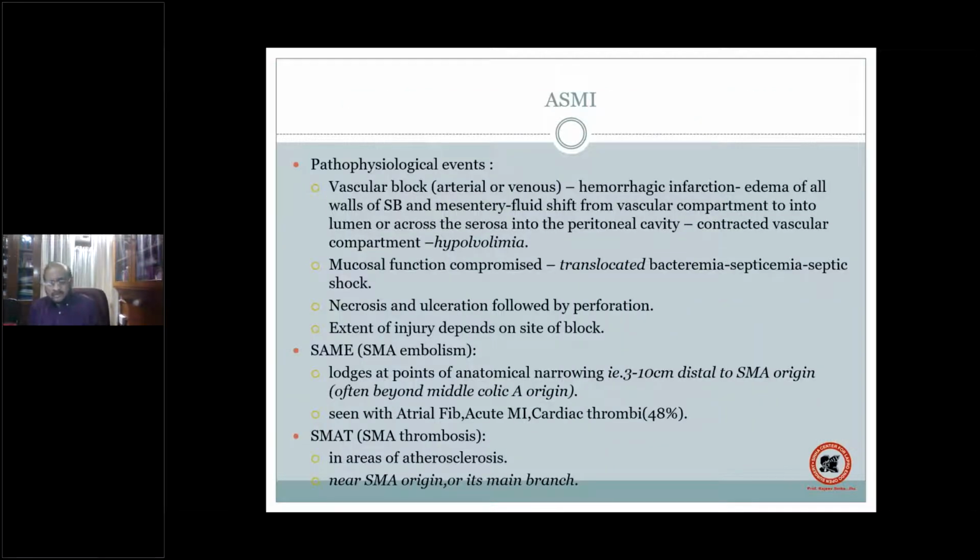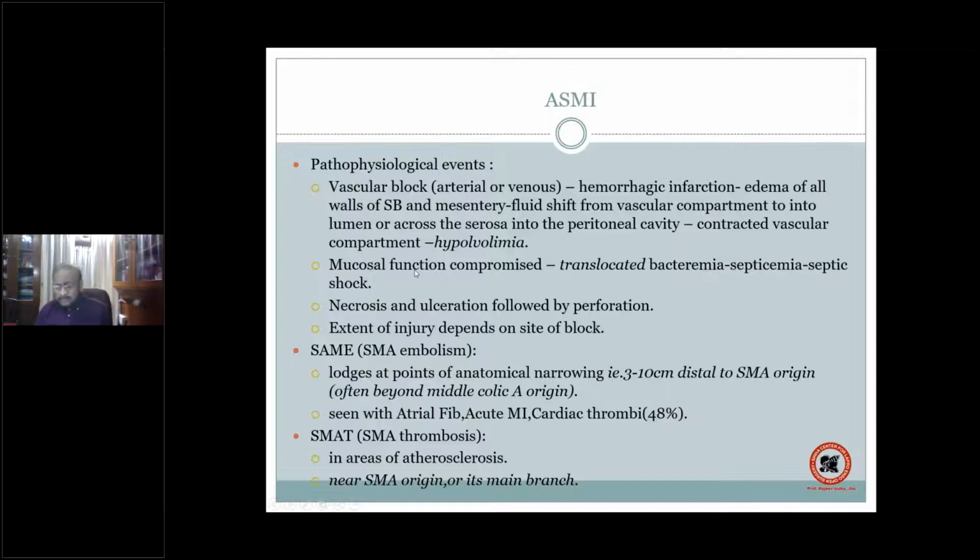If you look at the pathophysiological events, what's occurring? There's a vascular block. That vascular block leads to an arterial or venous block. Hemorrhagic infarction will now occur, leading to edema of the walls of the small bowel and mesentery. The fluid shift from the vascular compartment will occur two ways. Number one, into the lumen and into the peritoneal cavity, right? Leading to what? A contracted vascular compartment, further compounding the hypovolemia.